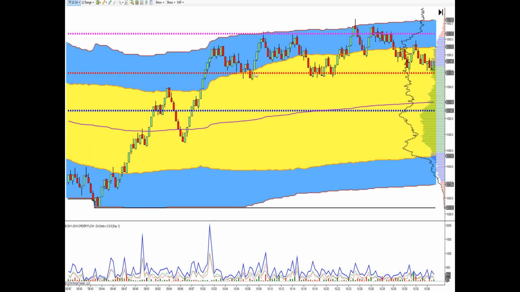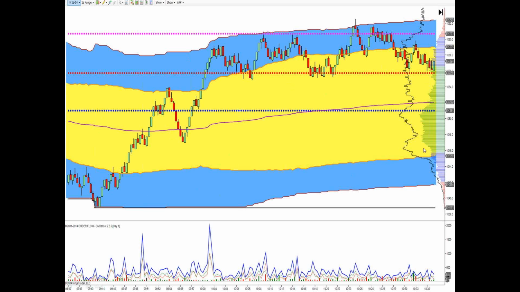So you have a value area high here, then we have our second value area high here. Value area low, second value area low. And so what you're going to find, this is dynamic, so it's always changing, but price is generally going to stay inside this colored section here, the blue, the yellow, and the blue.